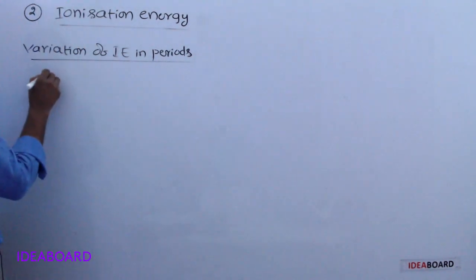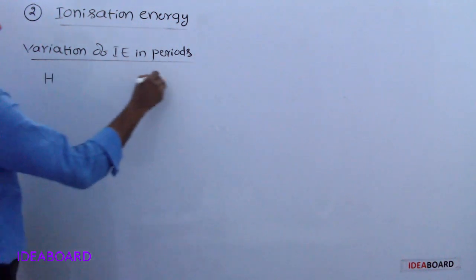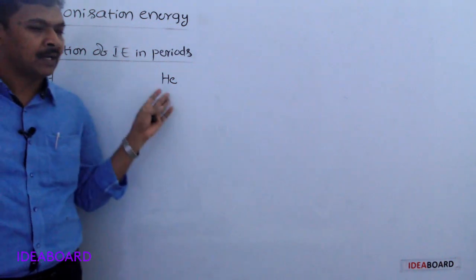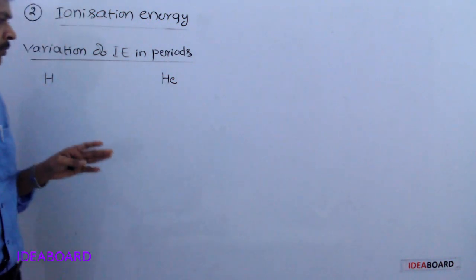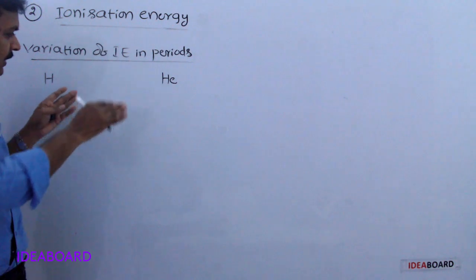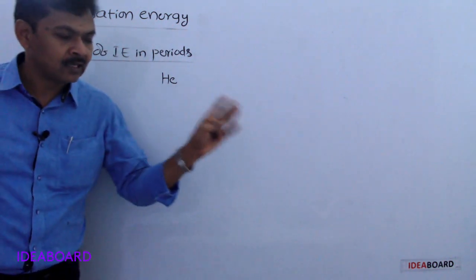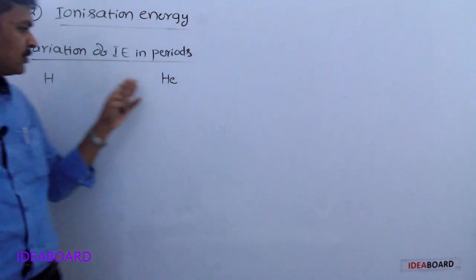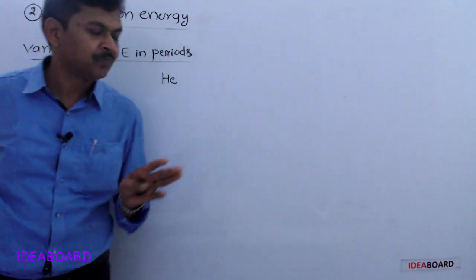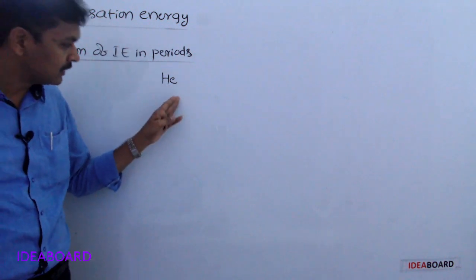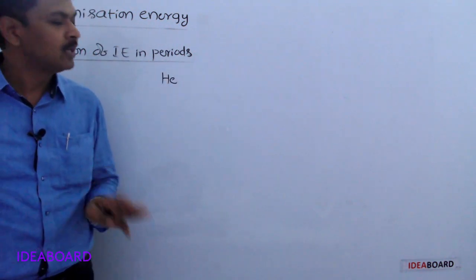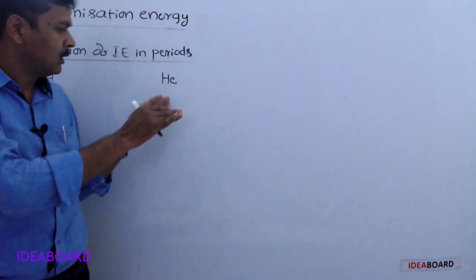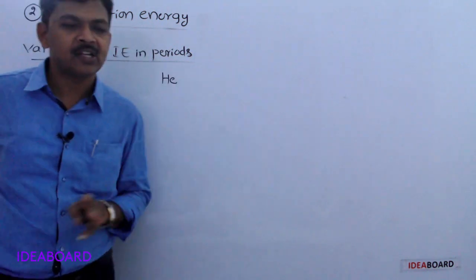If we take first period elements, hydrogen and helium, the first period contains only two elements. Except in the first period, in the remaining periods left to right atomic size decreases, but in the first period atomic size increases from hydrogen to helium. Even though atomic size increases, IP increases, because IP depends not only on atomic size, it depends on electronic configuration also.